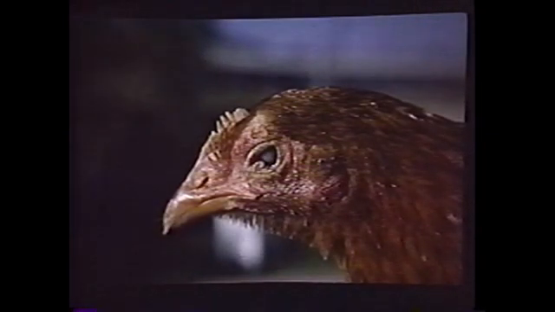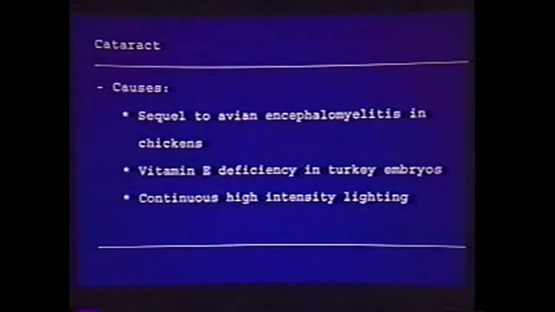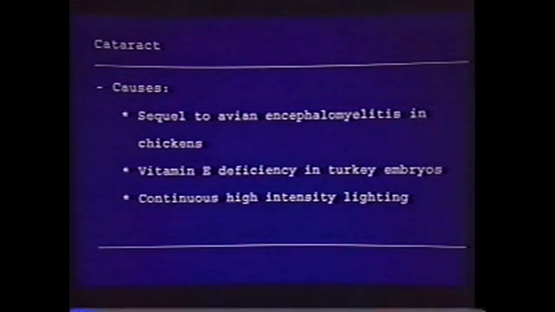Here's a mature chicken that was infected with AE at an early age. So it's a recovered bird from AE, and that is cataract. Other causes of cataract are vitamin E deficiency in turkey embryos and continuous high intensity lighting.